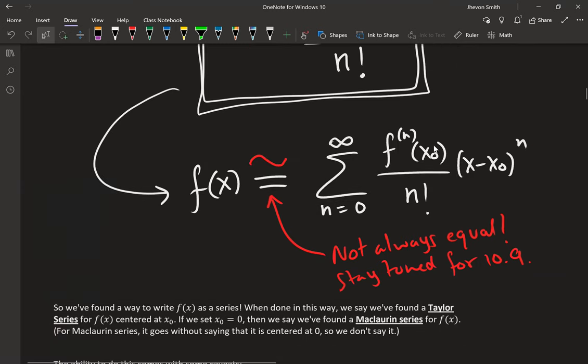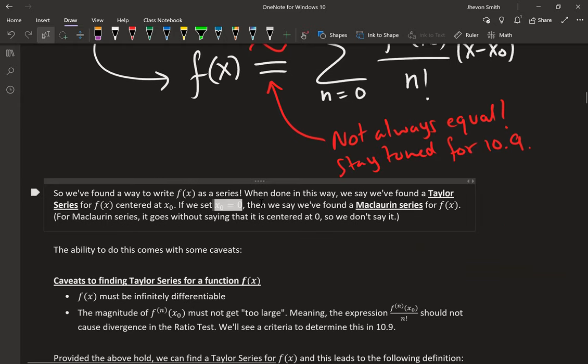Now, if we plug in x naught equals 0, specifically the number 0, we call it a Maclaurin series. So a Maclaurin series is just a Taylor series centered at 0. We just call it by another name. Normally, when you say Taylor series, you have to mention where it's centered: Taylor series centered at 5, at 1, at 7. Whenever the Taylor series is centered at 0, at the origin, we just call it a Maclaurin series, and you don't have to say where it's centered. Everyone knows you're talking about the Taylor series centered at 0.